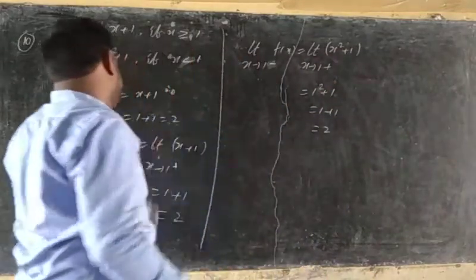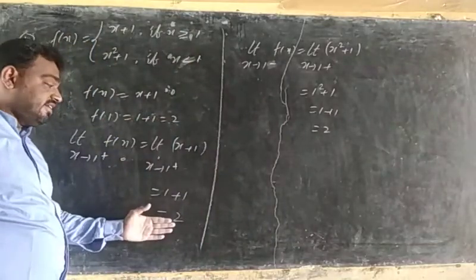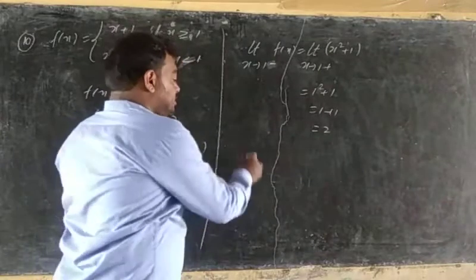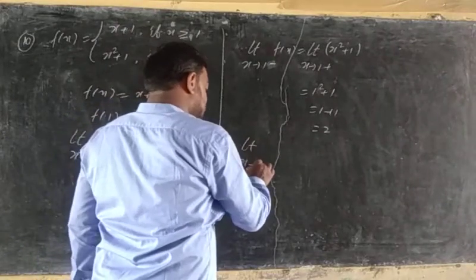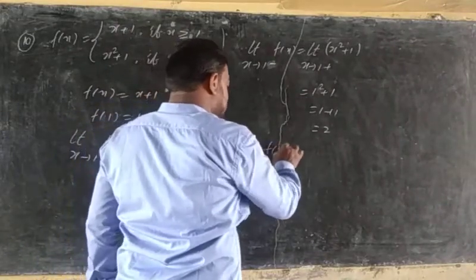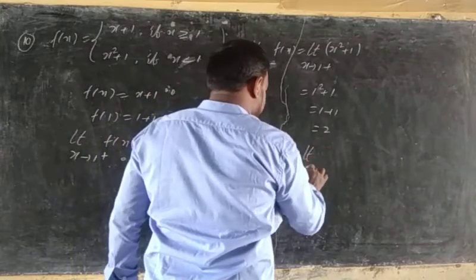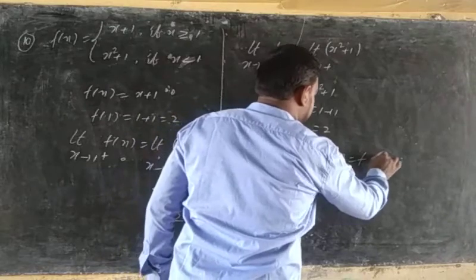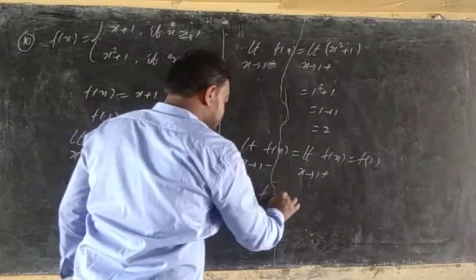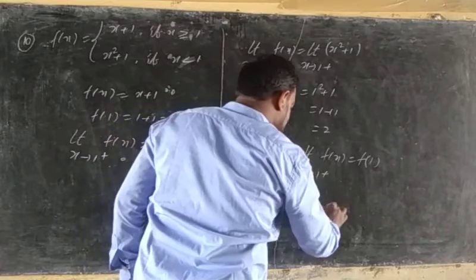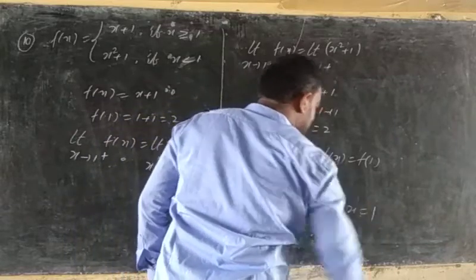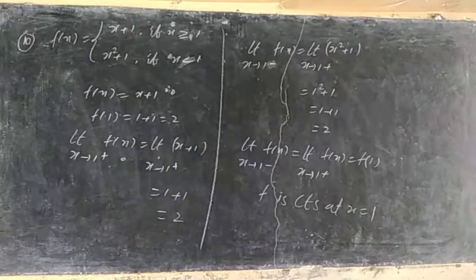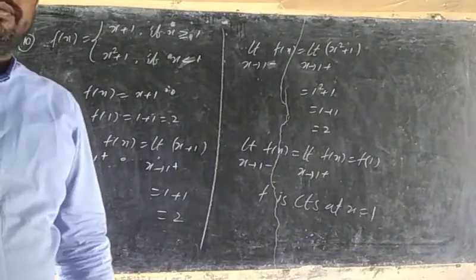So the function value is 2, the right hand value is 2, and the left hand value is also 2. So the limits are all equal. Limit as x tends to 1 minus of f(x) equals limit as x tends to 1 plus of f(x) equals f(1). Therefore, f is continuous at x = 1. It is not discontinuous, it is a continuous function only. Next question.